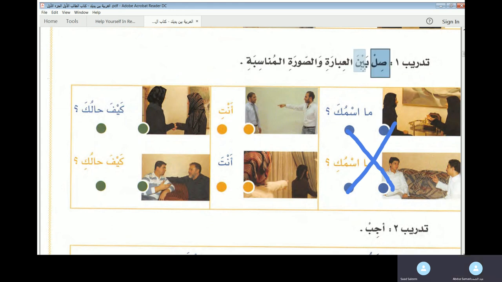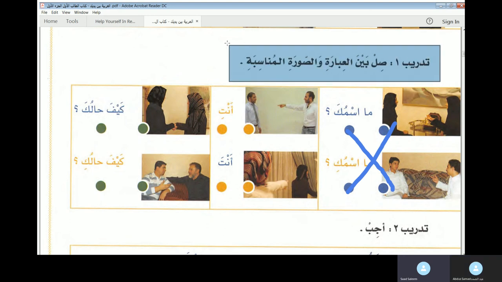Sil means connect. Bayna means between. Al-ibara means phrase. Wa means and. As-suwara means picture. Al-munasiba means appropriate. Connect between the phrase and appropriate picture. Okay? Read the question.